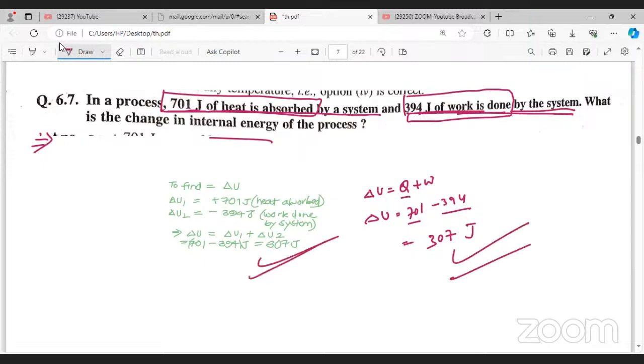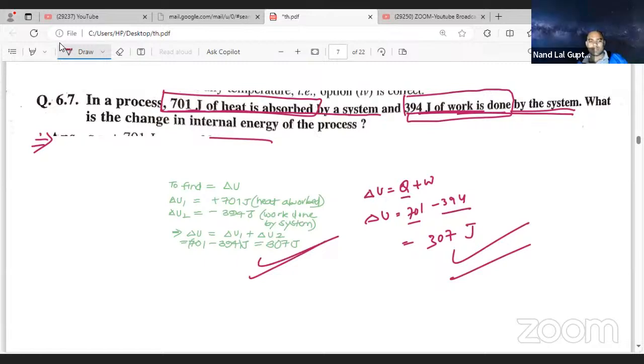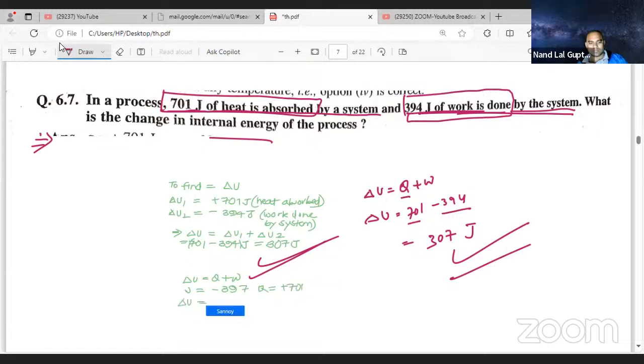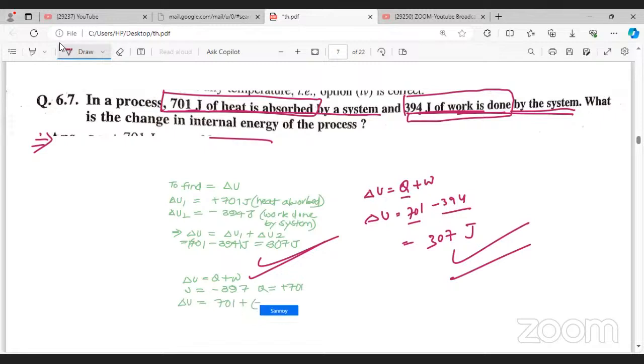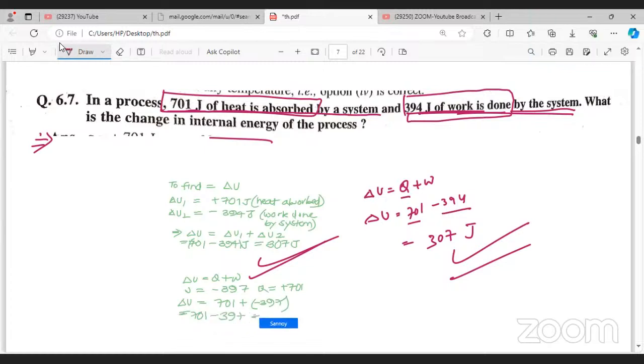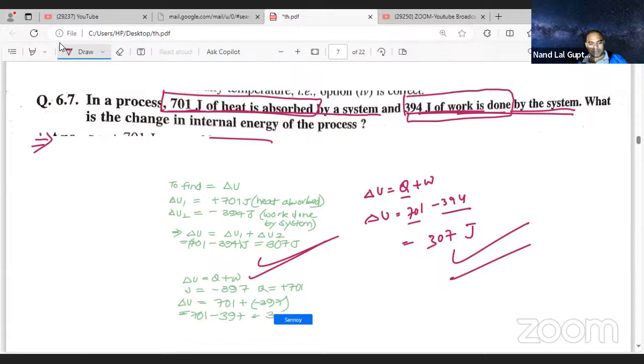Sir, you are saying that this is also correct, but what formula you are using, I don't know. No, no, sir. First of all, we'll have to write this one. So delta U equal to Q plus W. So W here is given minus 397, and Q is given plus 701, and therefore delta U equal to 701 plus minus 397. 701 minus 397, you're getting here 307. The correct one. Okay.